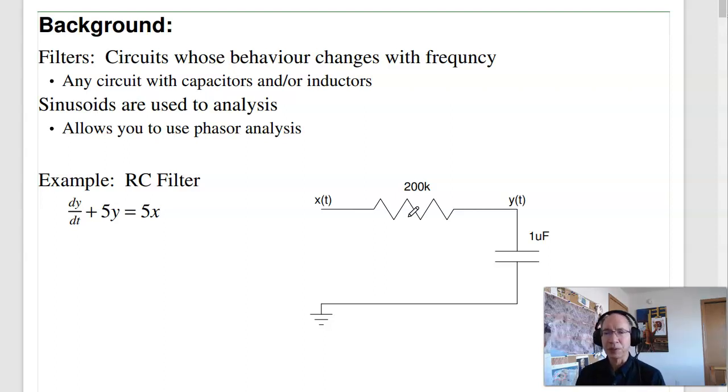For example, take the following RC filter. Find y in terms of x. The differential equation relating x and y is the derivative of y plus 5 times y is 5 times x.